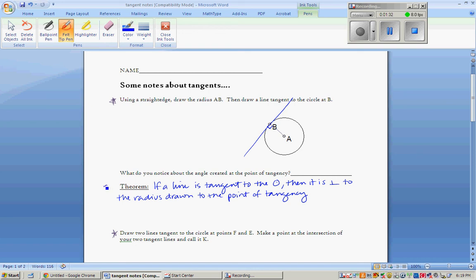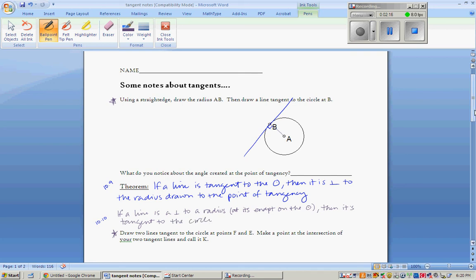If you look in your book, this will be theorem 10.9. 10.10 is sort of the reverse of it. It just says if a line is perpendicular to a radius, and they're saying the radius at its endpoint on the circle, so if a line is perpendicular to a radius at its endpoint on the circle, then it's tangent to the circle. So we're going to use this little theorem on the back page. But before we do, we're going to learn one other one.